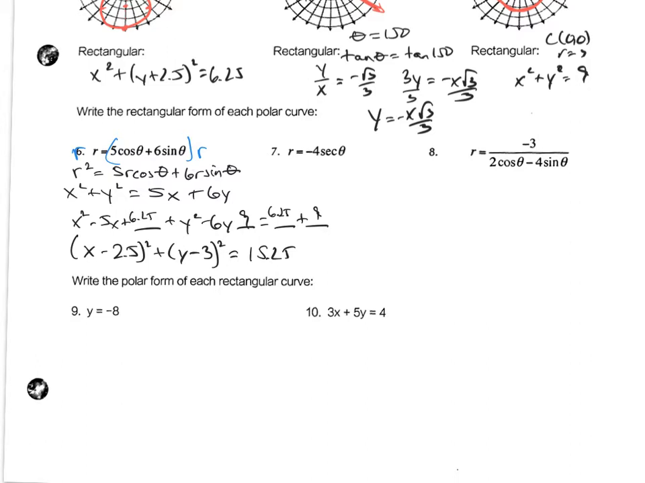All right, so for number 7, we really don't want secant. We want sine or cosine. So r is equal to negative 4 over cosine of theta. And now you cross multiply. So negative 4 is equal to r cosine theta. And just that fast, negative 4 is equal to x. And that one is finished.